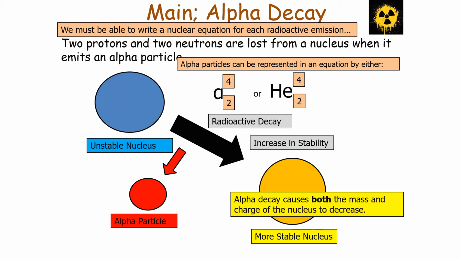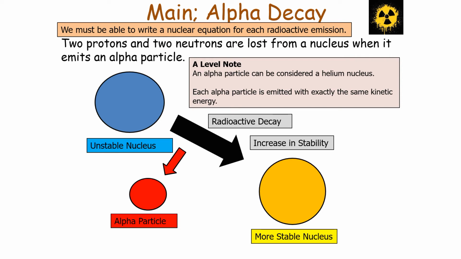Now alpha decay causes both the mass and the charge of the nucleus to decrease. Now like we said before, an alpha particle can be considered a helium nucleus which is emitted with exactly the same amount of kinetic energy for each event in our universe.